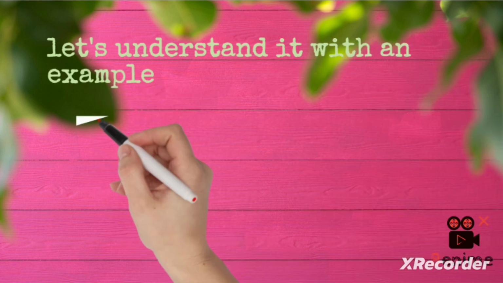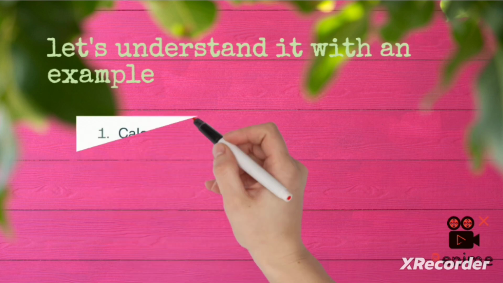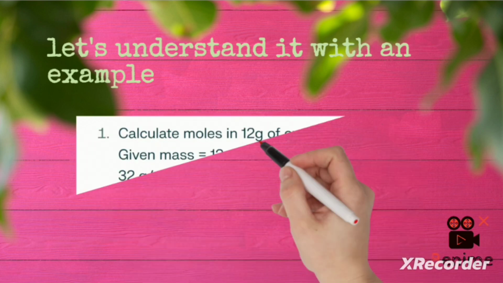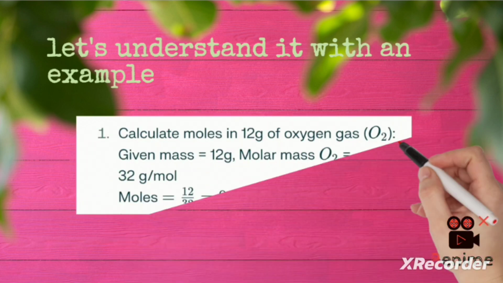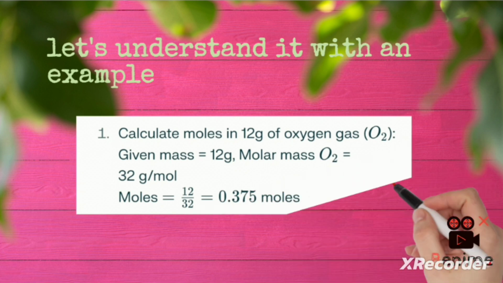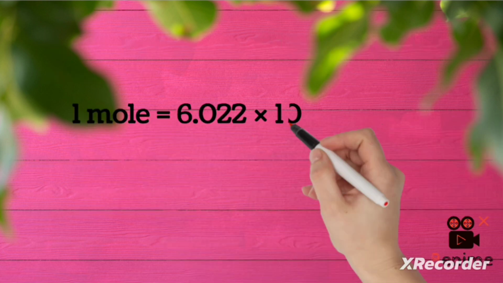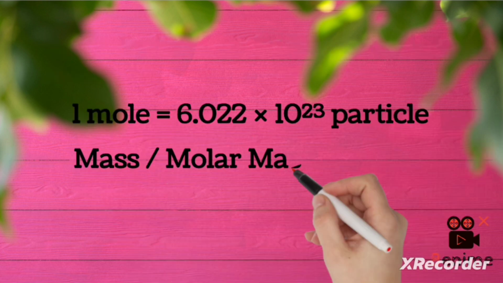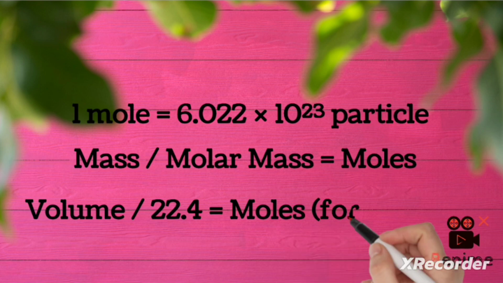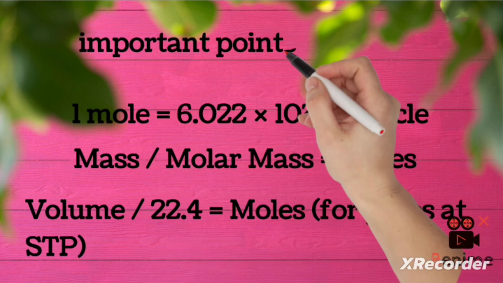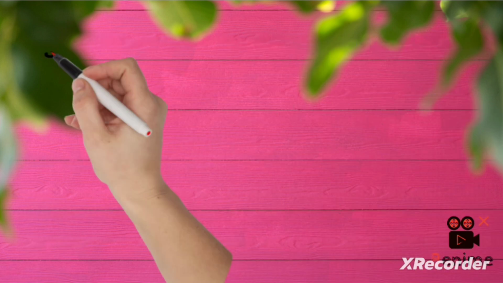For example, let's suppose you have 12 grams of oxygen. To calculate the moles, you need two things. Okay? You need the given mass and the molar mass. And the molar mass is 32. One mole is the important point to learn. One mole is equal to 6.022 × 10^23 and the formulas too.